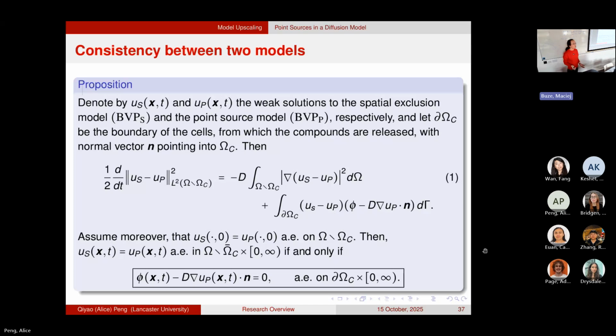Firstly, we take a look at whether it is possible to have the same solution from the two models, and if so, what is the condition. We end up with this flux condition at the boundary. The intuitive explanation is that if at every time step, at every point over the cell membrane, the cell is releasing exactly the same amount of compounds to the extracellular environment, then the solutions are exactly the same everywhere. But this condition can never be reached, analytically or numerically.